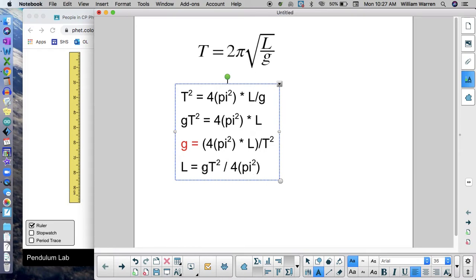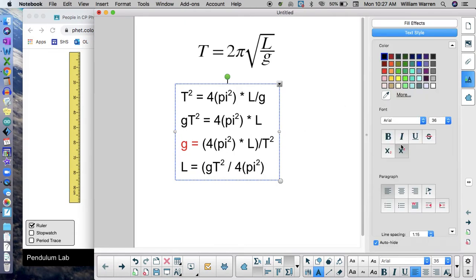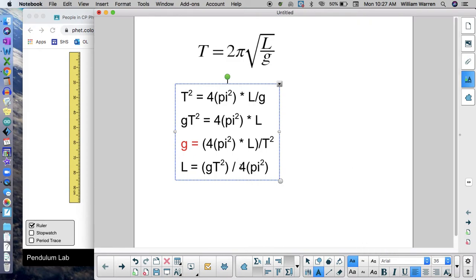So this is a quantity in the numerator, gravity times period squared. Hold on, that's a quantity. And this is a quantity, 4 times pi squared. So how long is a pendulum, given G and period? Well, it's G times period squared over 4 pi squared. And so we'll put that one in red too.